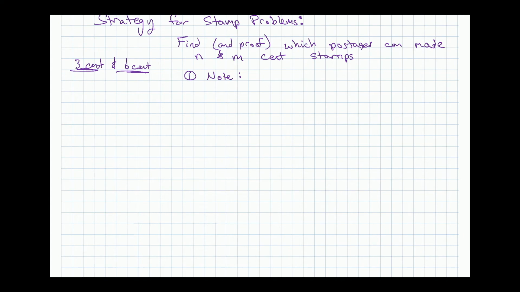So there's certain values that you can't make if the stamps have something in common. So the GCD of N and M needs to be 1, I think, for this to work.